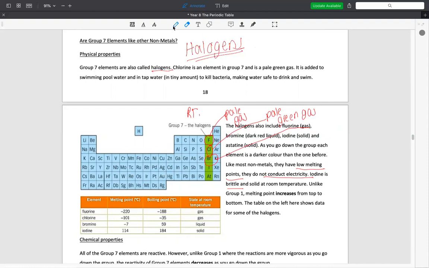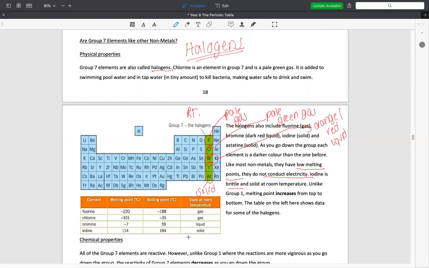So it's an orange/red liquid at room temperature, and iodine and astatine are solid at room temperature, and they're quite dark. And that is what they look like.